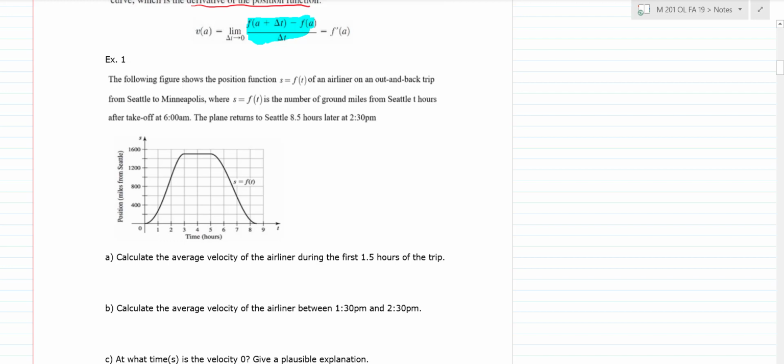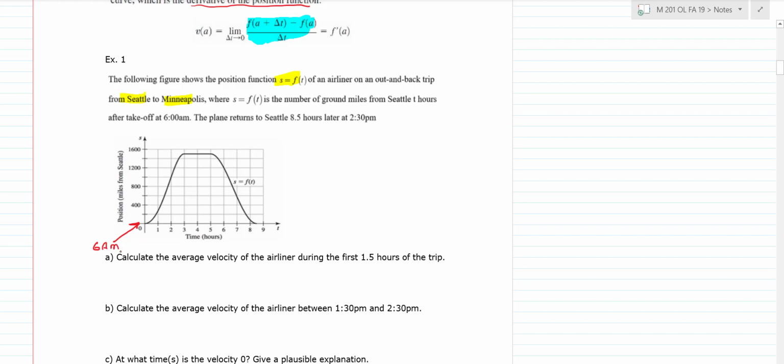What this figure says is this is the position of an airliner on an out and back trip from Seattle to Minneapolis. S equals f of t is the number of ground miles from Seattle, t hours after 6 a.m. So right here would be the takeoff point at 6 a.m.